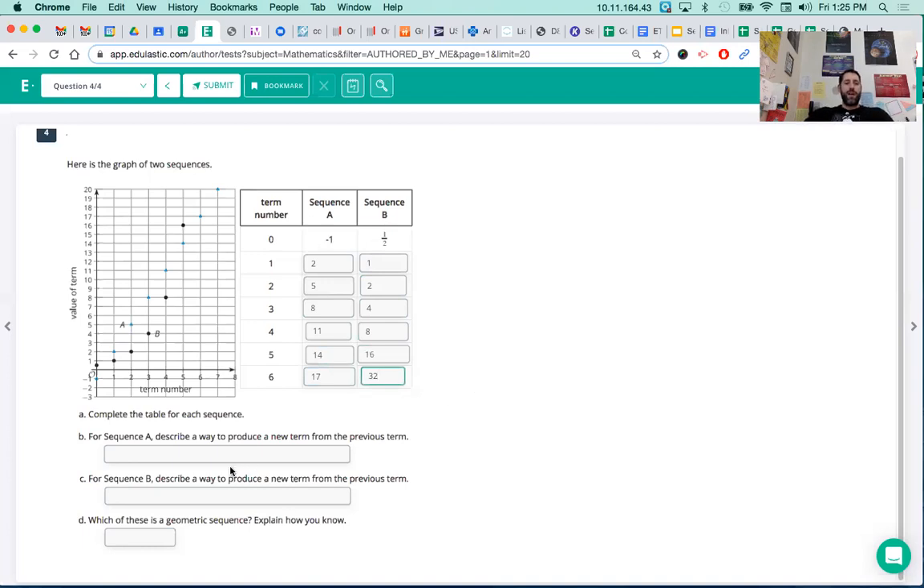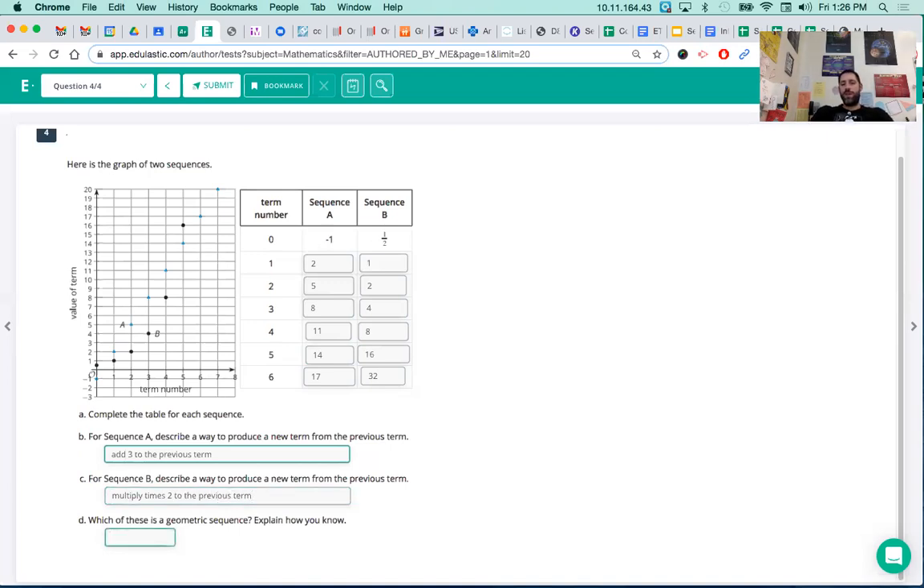For sequence A, describe a way to produce a new term from the previous term. You don't need to write this out in function notation. All they want is a word description here. All right. In this case, we can say add 3 to the previous term. For sequence B, describe a way to produce a new term. Multiply times 2 to the previous term.